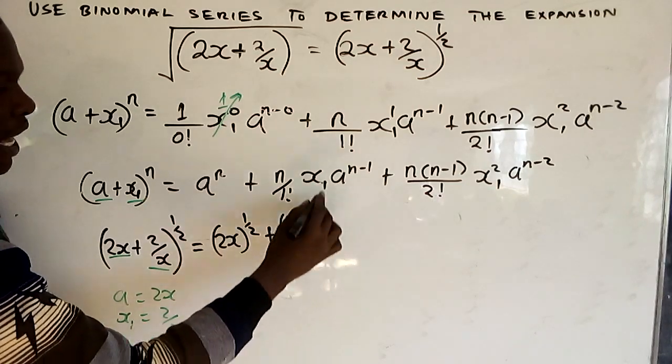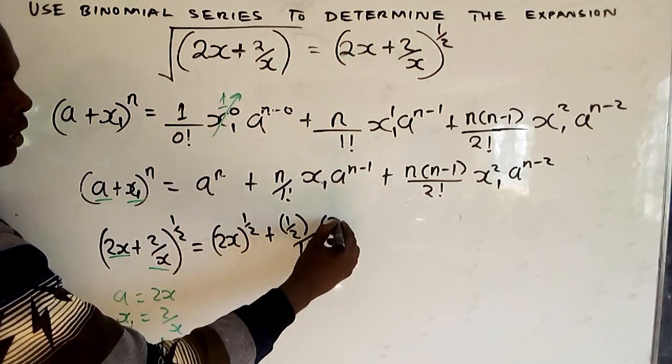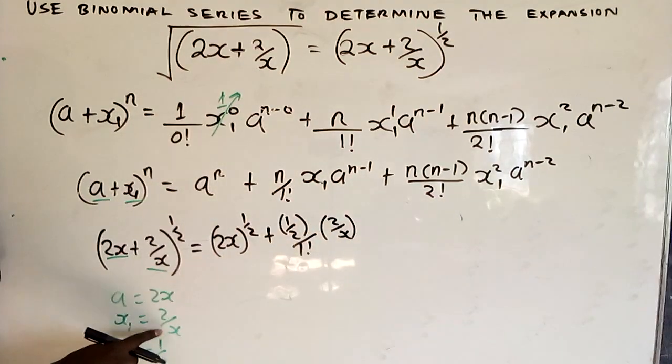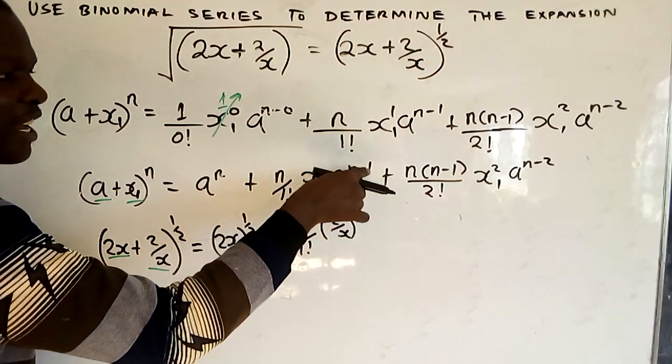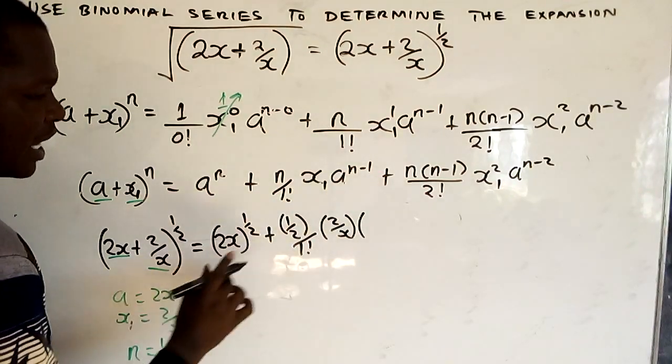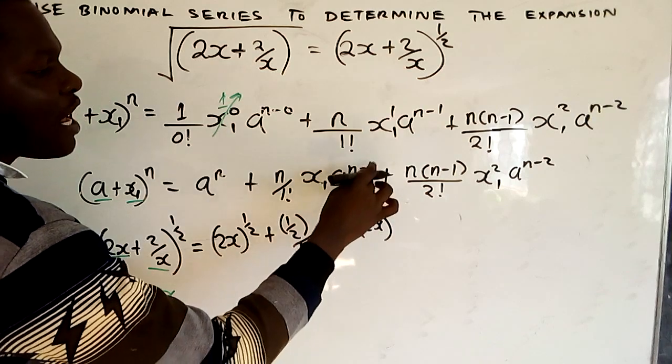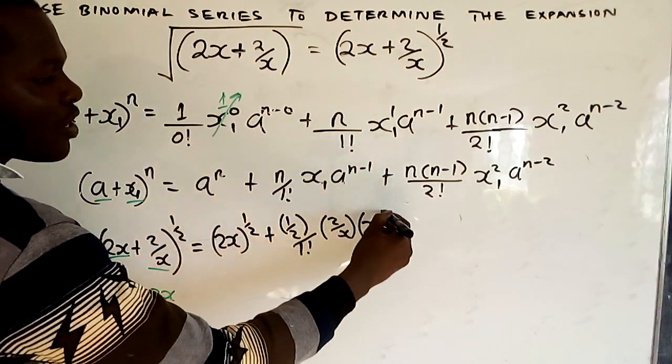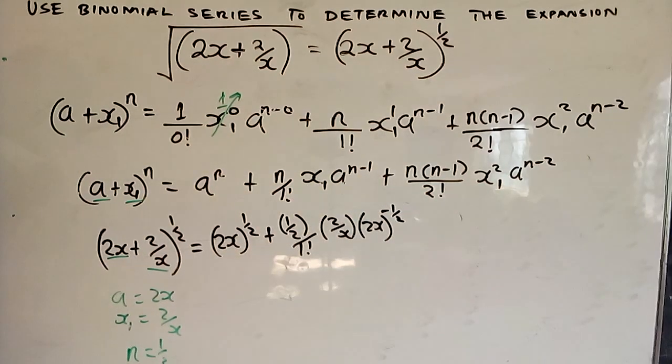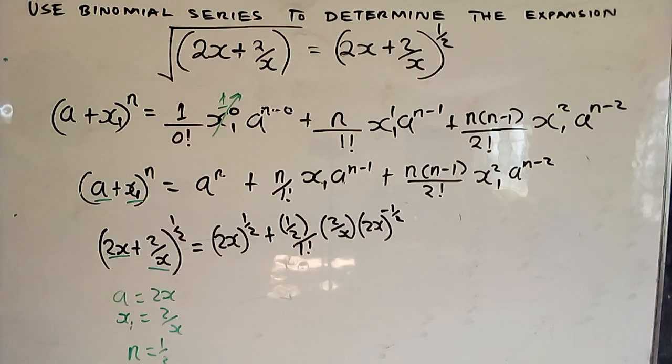Then x1 is, see, x1 is 2 over x. Then a to the n minus 1, what is a? A is 2x, isn't it? Then n minus 1, n is a half. Half minus 1, you get negative a half. Is that okay?